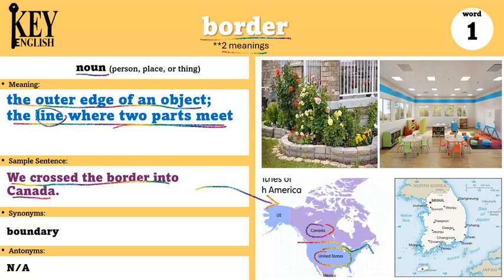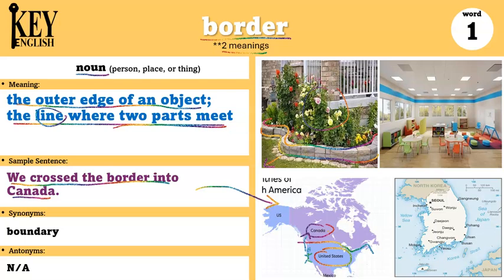And in this sentence, when it says we crossed the border, it means someone is on one side and they're going over to the other country. They're crossing over the border. We can also use border to talk about something like a garden. Here in this garden, you can see there is a border made out of stone that separates the garden from the rest of the grass.